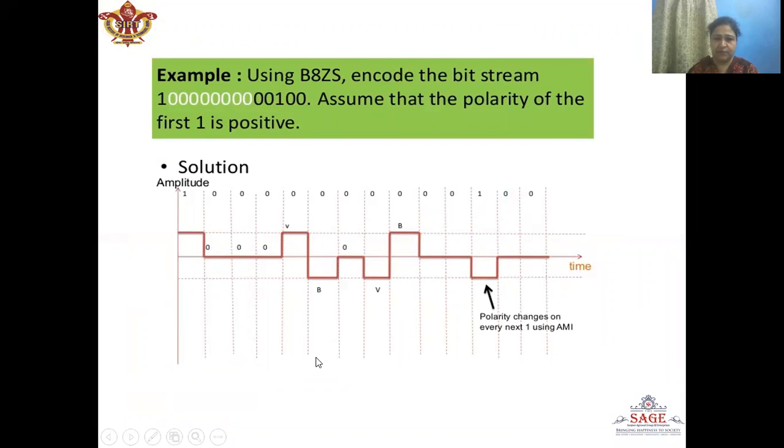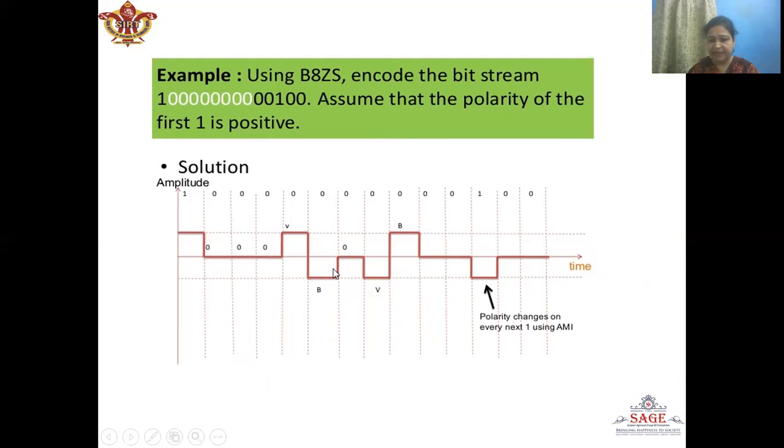Now, here we will consider one example where we will encode the bit stream 1, 8 zeros, 00100 using the B8ZS encoding technique. Here we will assume that the polarity of the first one is positive. Now, here the first one is positive. Since we have 8 consecutive zeros, we will use pattern 000V, B0VB. So 000V, we will consider positive pulse because the previous pulse was also positive.